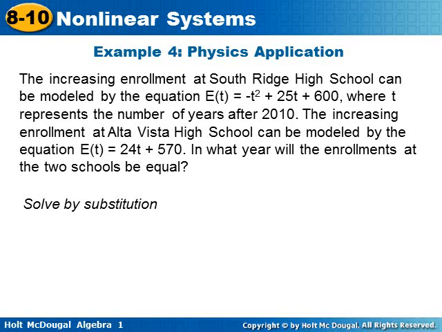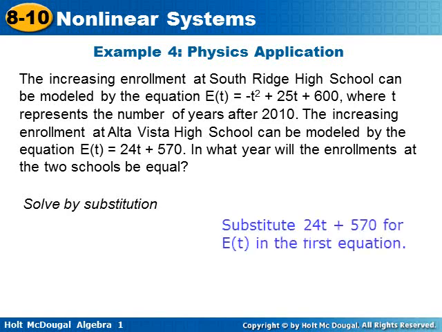The increasing enrollment at Southridge High School can be modeled by the equation E(t) equals negative t squared plus 25t plus 600, where t represents the number of years after 2010. The increasing enrollment at Alta Vista High School can be modeled by the equation E(t) equals 24t plus 570. In what year will the enrollments at the two schools be equal?